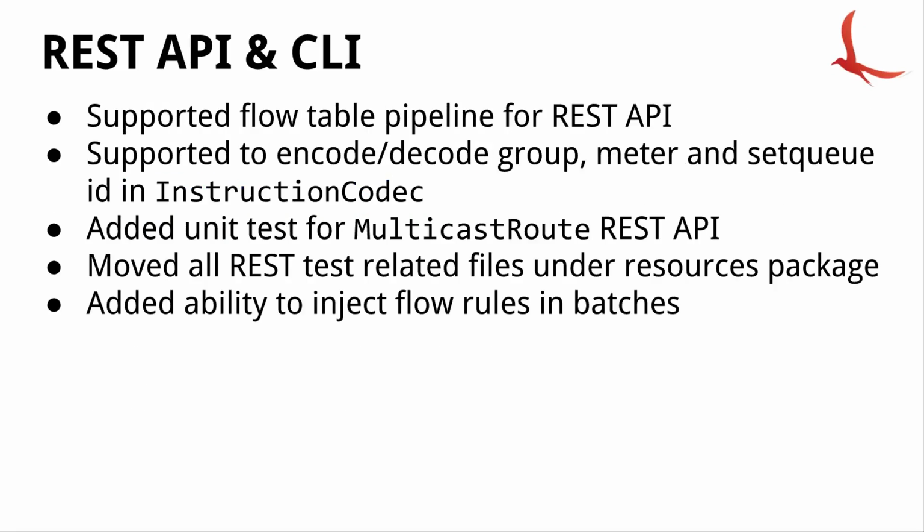Okay, this is my part. With the existing REST API, we cannot use the flow table pipeline. Actually, the underlying flow table pipeline is already implemented, but the REST API codec does not support specifying the flow table ID in the pipeline. So I implemented that part. The second is I also enabled encoding and decoding the group table, meter table, and the sequence like ID in the instruction codec. And the third part is I did some unit tests for multicast route.